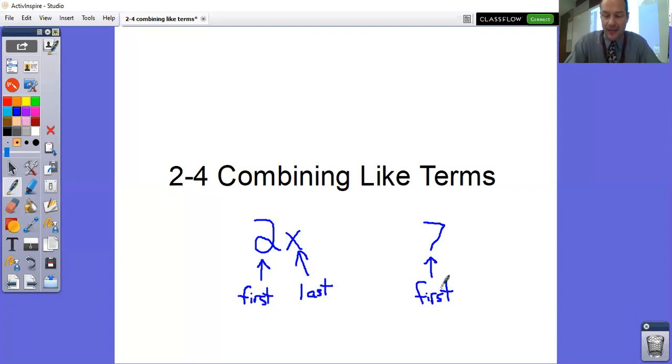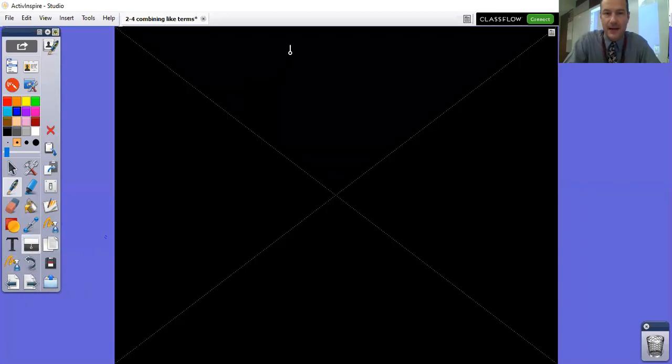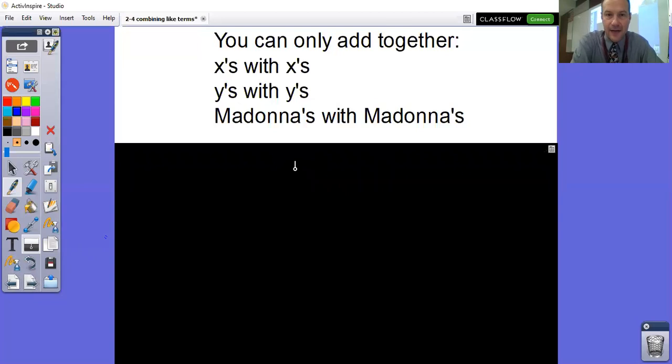Well, you can only add together first names with just first names. So if they don't have a last name, what we are going to call them is something a little bit weird. I like to call them Madonnas. Madonna only goes by one name, Madonna. So you're going to hear me say many, many times, you can only add together X's with X's, Y's with Y's, Madonnas with Madonnas. So you have to look at the last names. You can only add together things that have the same last name.